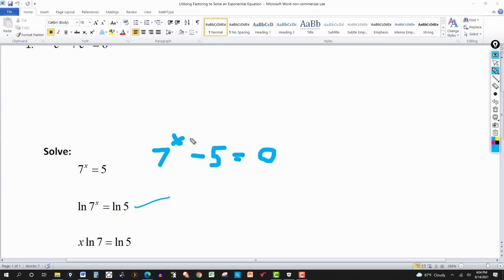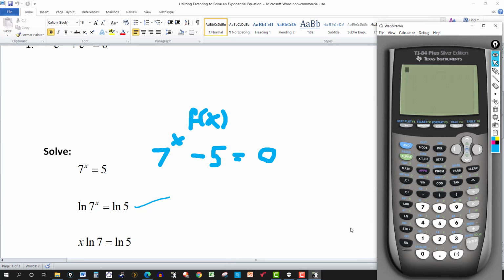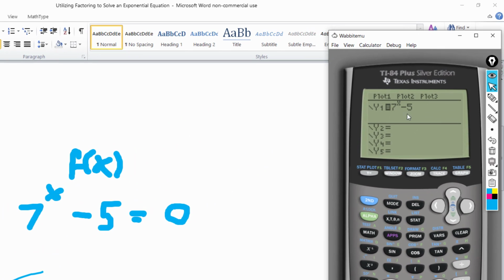This is your f of x. And I could graph it. So on a calculator, you just enter the 7 to the x minus 5. Already entered it here. 7 to the x minus 5. And I simply graph this, and where this graph crosses the x-axis, those of course turn out to be the zeros of the function, which of course in this case would be the solution.